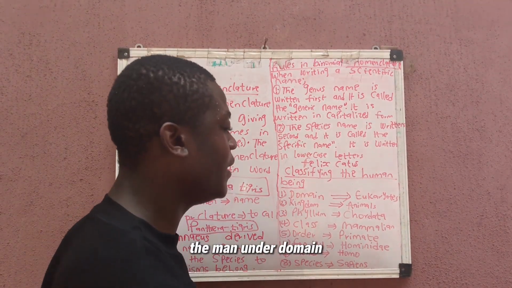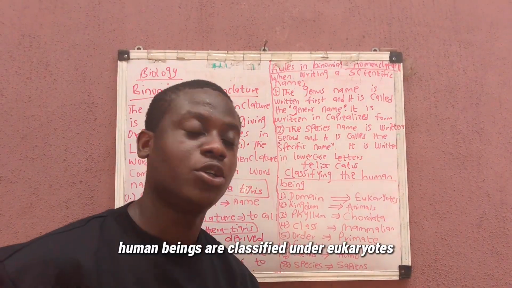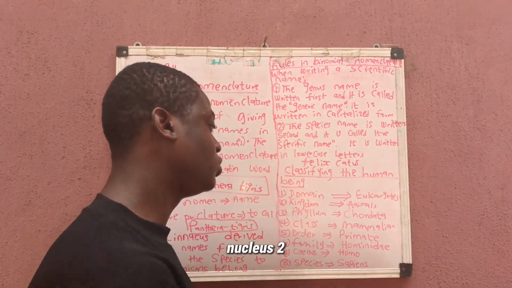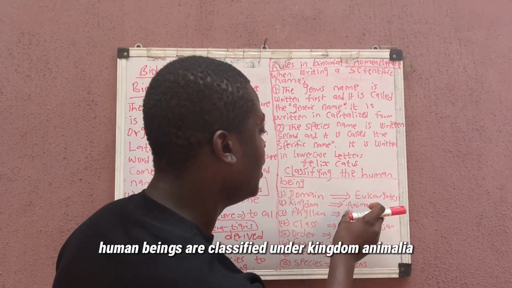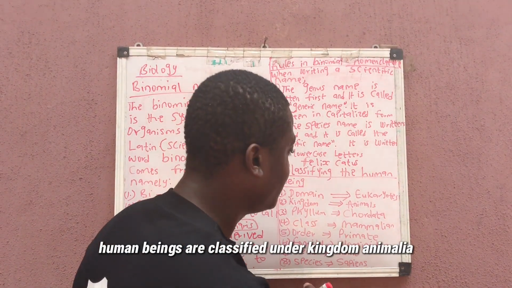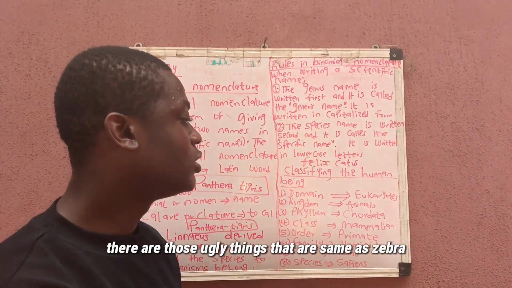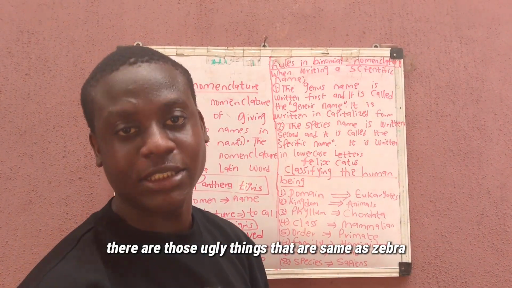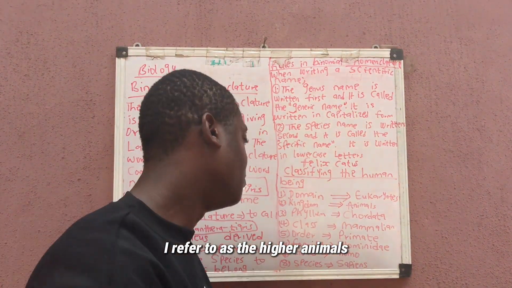Now, one, domain. Under domain, human beings are classified under Eukarya, the eukaryotes. Eukaryotes are organisms that have a membrane-bound nucleus. Two, kingdom. Under kingdom, human beings are classified under kingdom Animalia. Animals are those organisms that are the same as zebra. Human beings are referred to as the higher animals.